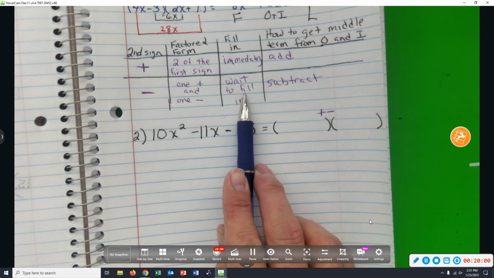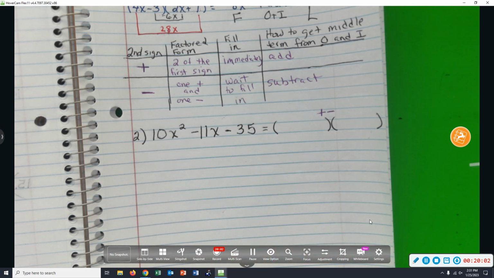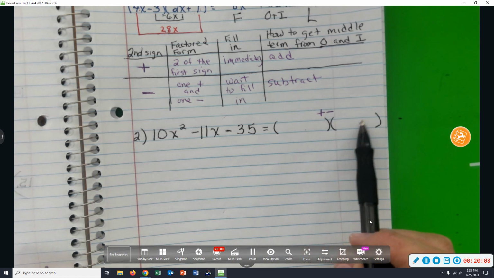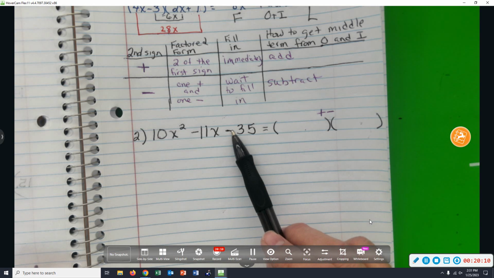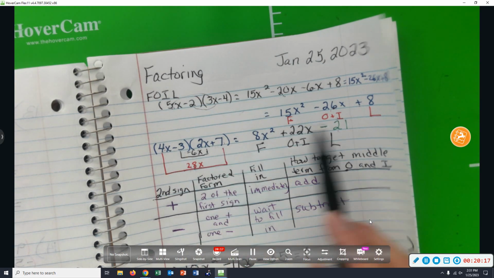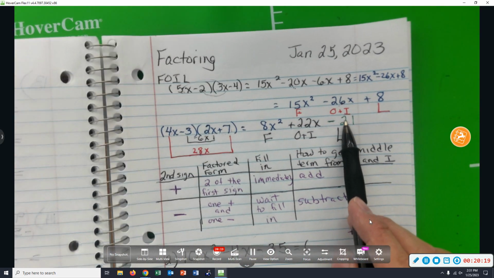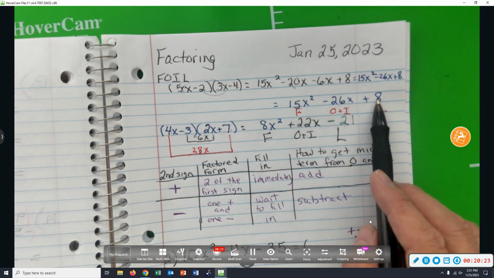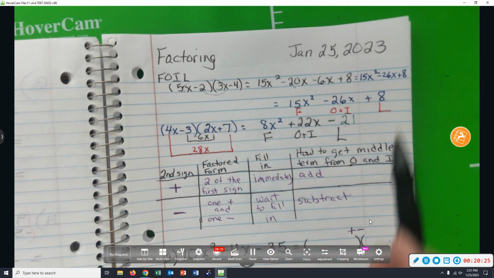Isn't it a minus and a minus? It can't be a minus and a minus, because if you had a negative times a negative, it wouldn't give you a negative 35, it'd give you a positive 35. The last two terms are what give you that last number. Negative 2 times negative 4 gave us a positive 8.